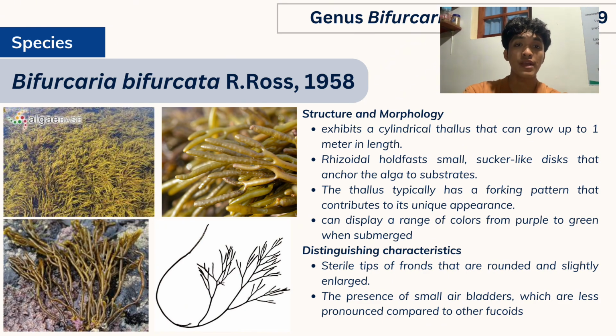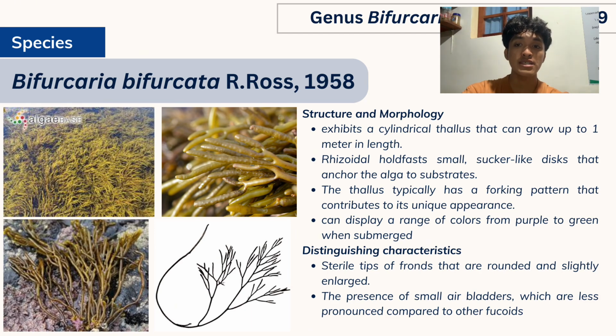It can display a range of colors from yellowish green to dark green. The distinguishing characteristic of this species is that it has sterile tips of fronds that are rounded and slightly enlarged, and the presence of small air bladders which are less pronounced compared to other fucoids. Those are the distinguishing characteristics.